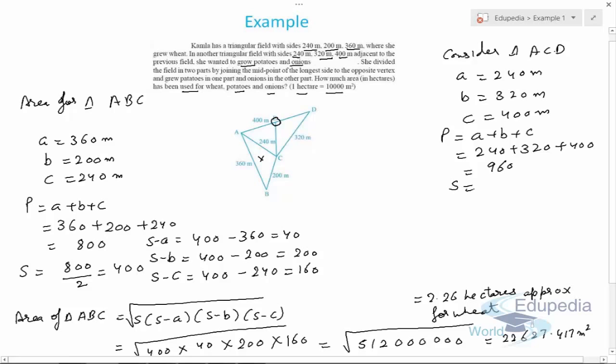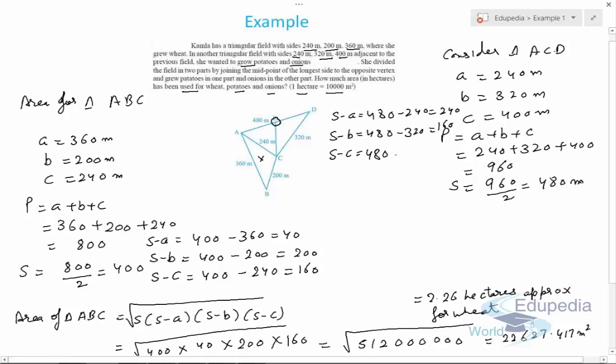So we need to find semi perimeter now. Semi perimeter is half the perimeter, so it will be 960 divided by 2, which is 480 meters. Now we need to find the area. Before finding the area, we need to find S minus A, S minus B, S minus C, right? S is 480 and A is 240, so it will be 240. Then S is 480, B is 320, so it will be 160. Then 480 minus C, which is 400, is 80.